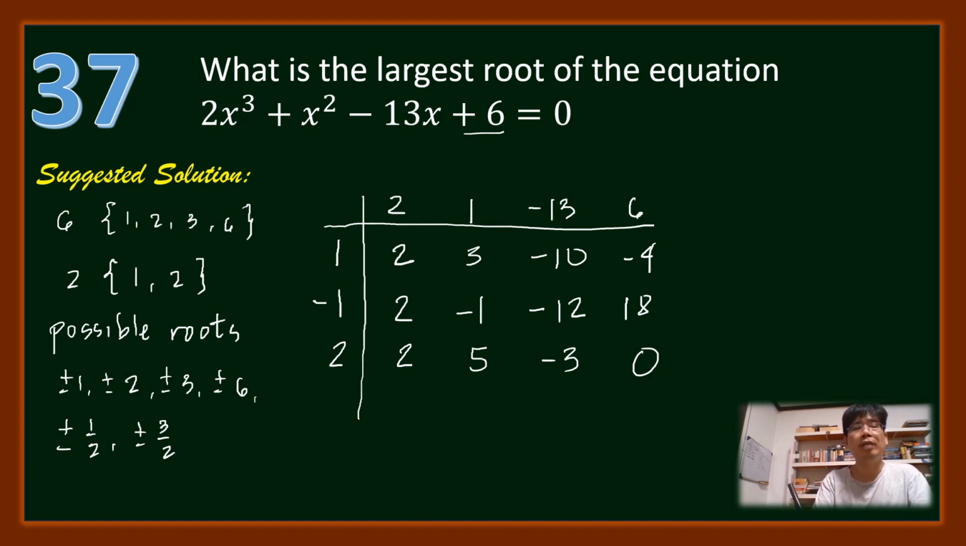Then we have this reduced quadratic equation, 2x squared plus 5x minus 3 equals 0.